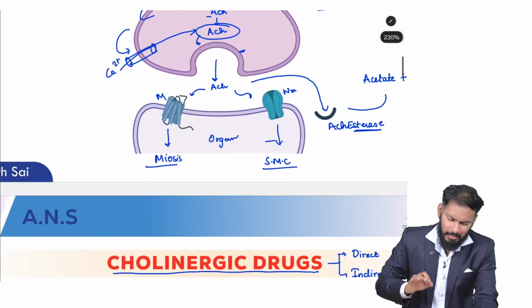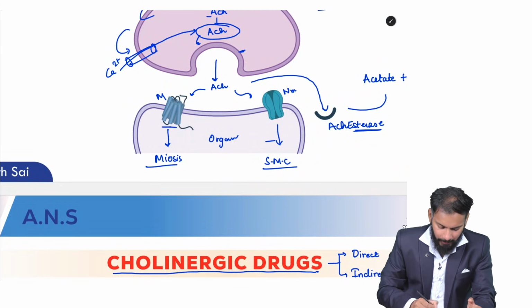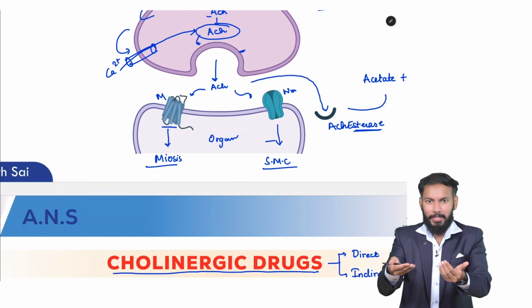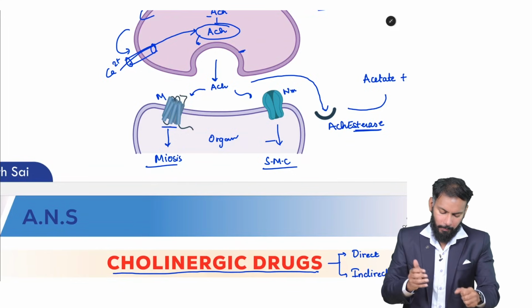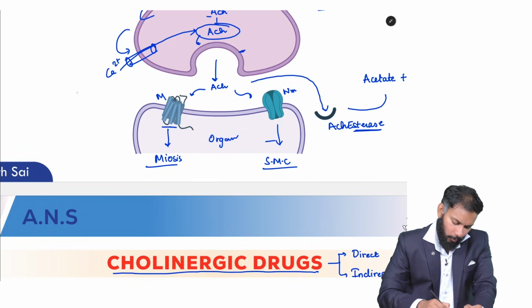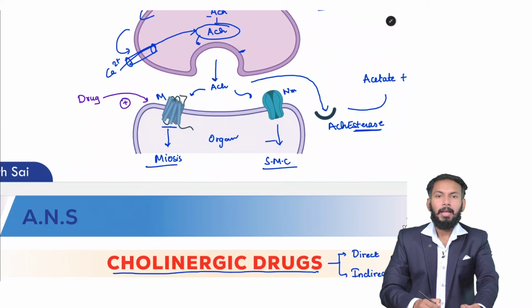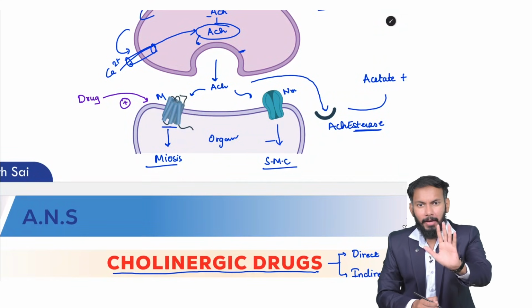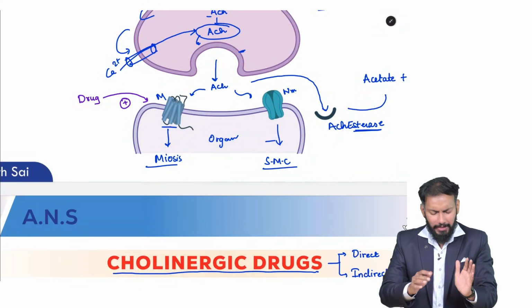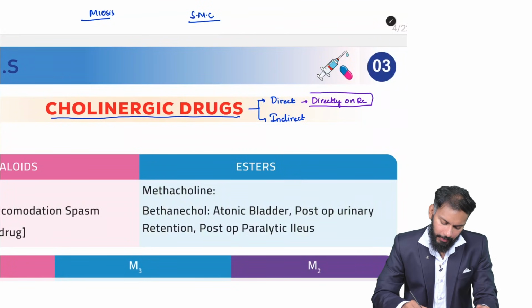Please try to understand. See, how are we getting the effect? Let us suppose in the eye, we'll talk about the eye. When muscarinic receptor is activated by acetylcholine, it causes miosis. Now, if you want to cause miosis by yourself, by giving a drug from the outside, and it acts directly on the receptor, it will increase the function. If it is acting directly on the receptor, it is known as direct acting drug. That's all. It acts directly on receptor, so we call it direct acting drugs.